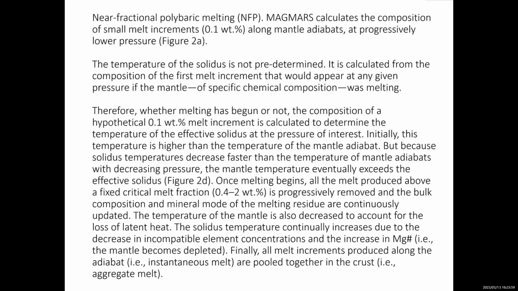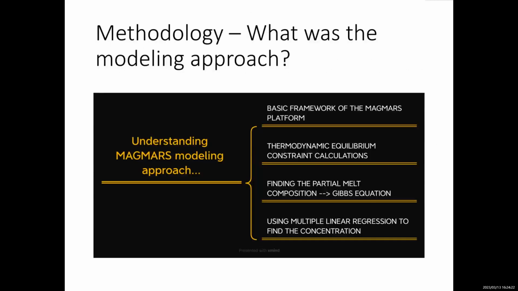Finally, all melt increments produced along the adiabat are pooled together in the crust. Of course, here they consider melt generated many times. Each time you generate some melt, you put that melt there. The next time you add some melt, once that melt goes out of the system, you add it there, then you accumulate it together. So this is likely close to what is going on in a real situation.